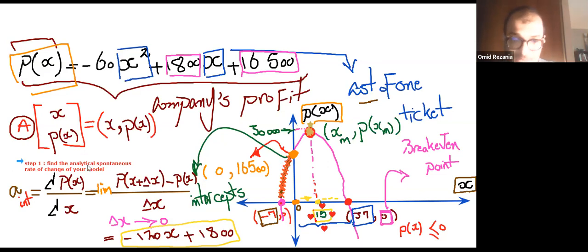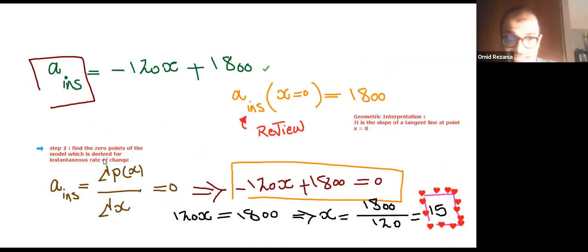You find them with two steps. Step number one, find the instantaneous rate of change. Then step number two, solve that equation of the instantaneous rate of change and find the roots or the zero points. That point is the point where the function changes its behavior suddenly and so dramatically. This point is on the x-axis, correct?